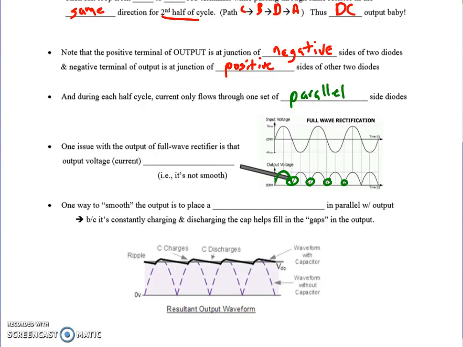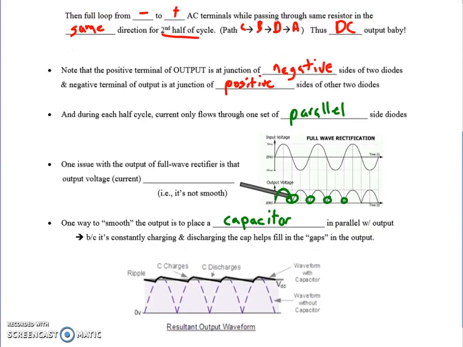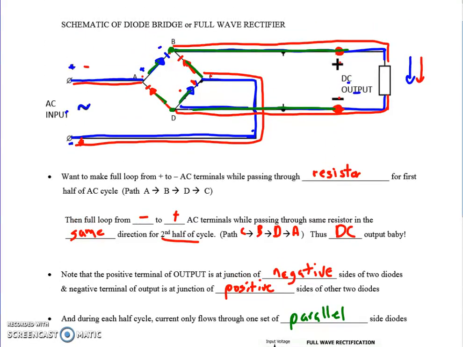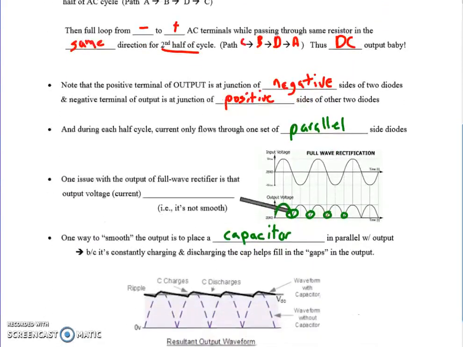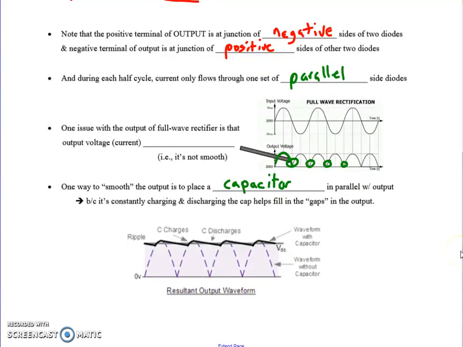So one way to smooth the output is to place our old friend, a capacitor, in parallel with the output. So if we go back up here, if I place a capacitor right here, I will get a much smoother output because that capacitor will be constantly charging and discharging. And when it discharges, it helps fill in the gaps in the output.